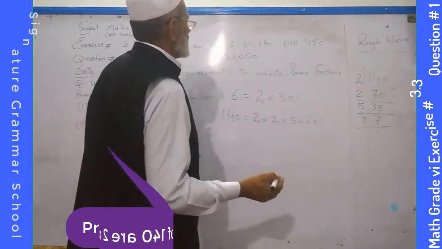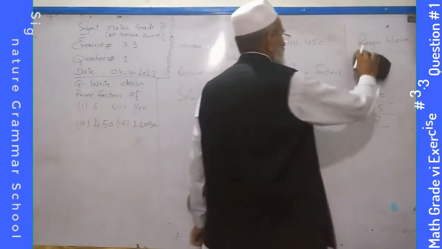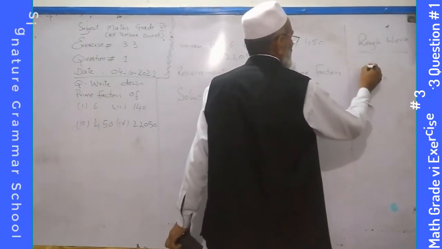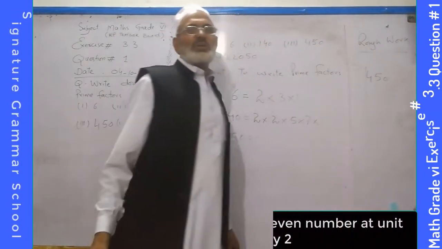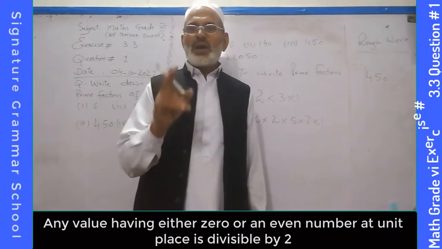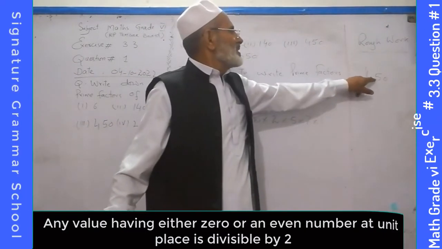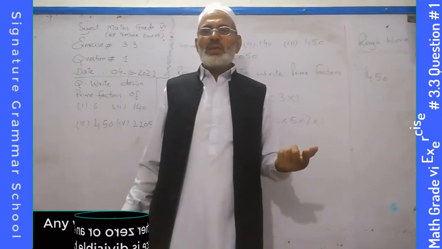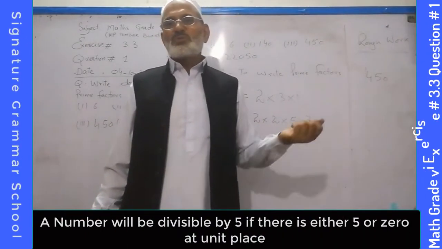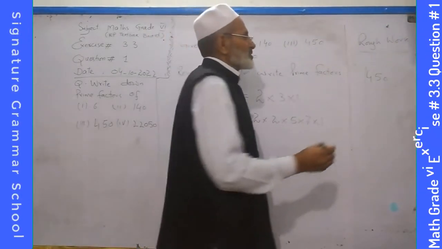Coming to the next one, it's 450. Now I'll write 450 in the same way. There's 450 and in the last there is 0. It means that this value can be divided by 2, by 5 and by 10. And if I take the sum total of the digits, 4 plus 5 comes 9. When the sum total of the digits comes in the table of 3, this value is divisible by 3 as well. But I will take 2 because 2 is the lowest one.